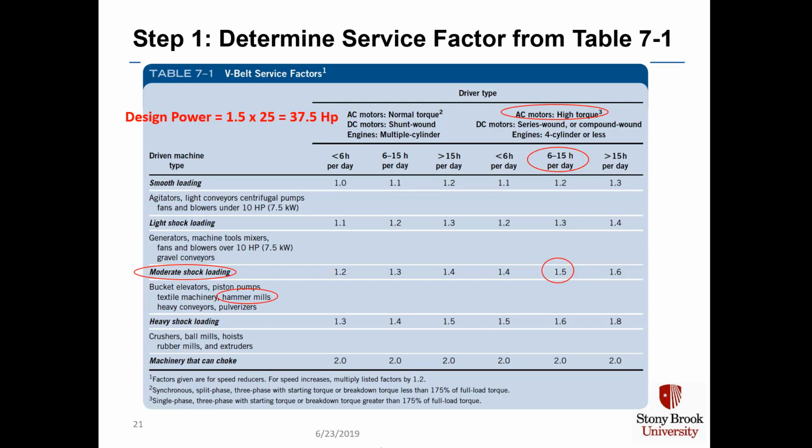You determine the service factor from table 7-1. Our design power uses a service factor of 1.5, so 1.5 times 25 horsepower equals 37.5 horsepower. We got 1.5 as the service factor from the column label, since we're using a high torque AC motor 8 hours a day, which is between 6 and 15. As far as the rows, we have moderate shock loading, and the phrase hammer mills is shown directly. So we read across where the row intersects the column, and circled in red is the number 1.5.